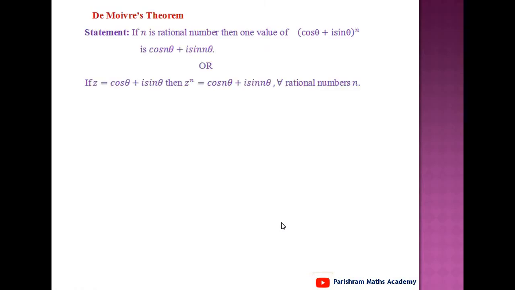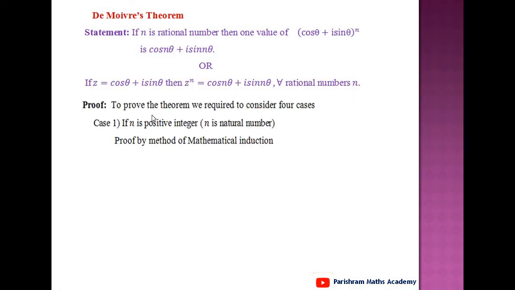Now, De Moivre's theorem. The statement of De Moivre's theorem is: if n is a rational number, then one value of (cos theta plus i sin theta)^n is cos of n theta plus i sin of n theta. Or, if z equals cos theta plus i sin theta, then z^n equals cos of n theta plus i sin of n theta for all rational numbers. This is the statement of De Moivre's theorem.